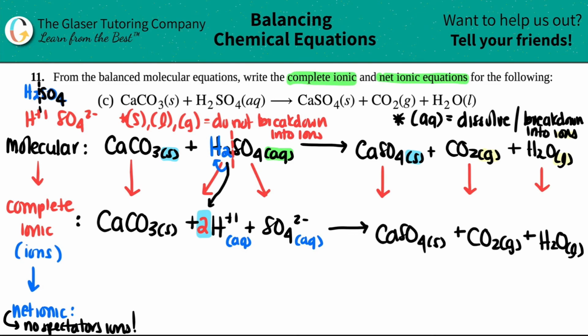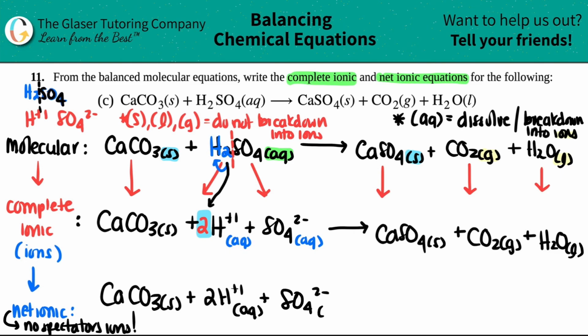So do we have any spectator ions? No. So can we cancel anything out? No. So in this case, and sometimes it can happen, your net ionic equation is the same as your complete ionic equation. Yay! In this case, we didn't have to do any more work. So it would literally be the same exact thing as you wrote out because you don't have any spectators. SO4 2 minus aqueous yields CaSO4 solid. Isn't that beautiful?